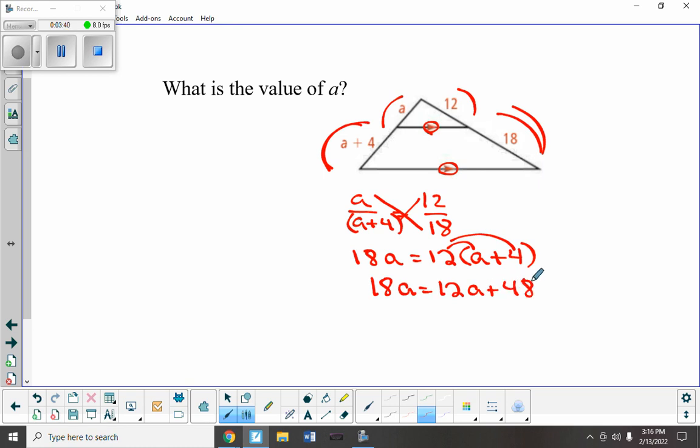And then we have to subtract 12a from both sides. So that gives us 6a, which equals 48. And then if you divide by 6, a equals 8. 6 times 8 is 48.